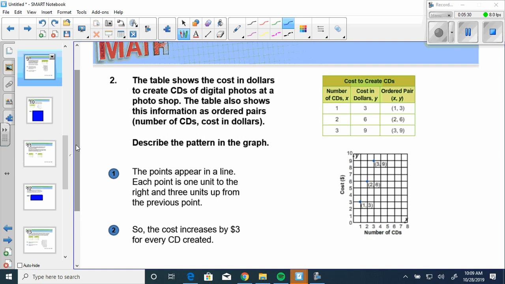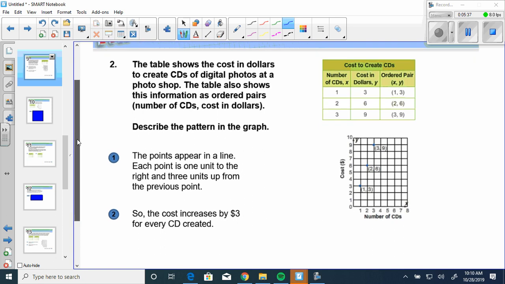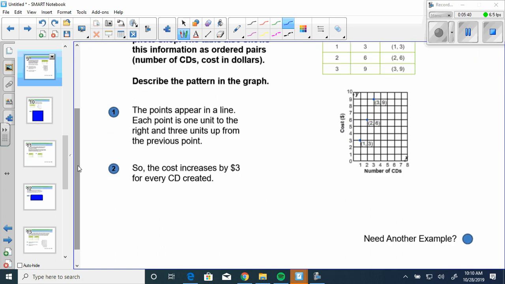Okay, the table shows the cost in dollars to create CDs of digital photos at a photo shop. This is what we talked about before. Describe the pattern. So now, looking at that same graph that we had earlier, these dots look like they form a line to me. And it's very consistent. So the points appear in a line. Each point is 1 unit to the right and 3 units up from the previous point. So right 1 up 3, right 1 up 3, right 1 up 3. So the cost increases by $3 for every CD created.